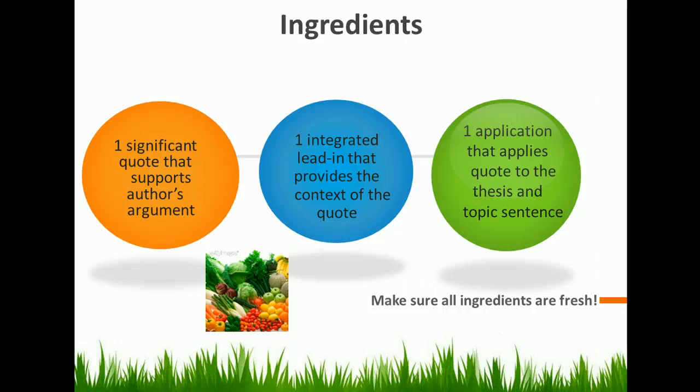You want to make sure that you are reminding your reader of when this is taking place, who's saying it, to whom, those types of things. This doesn't mean to summarize the plot. The reader has read the text, so you just need to give them little hints to remind them of when the quote took place. And thirdly, you need one application that applies the quote to the thesis and the topic sentence. Without this, your quote's useless. All it is is a quote.